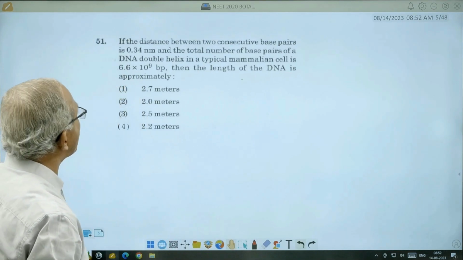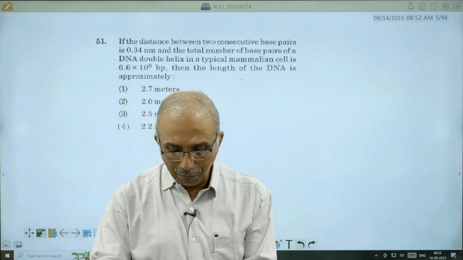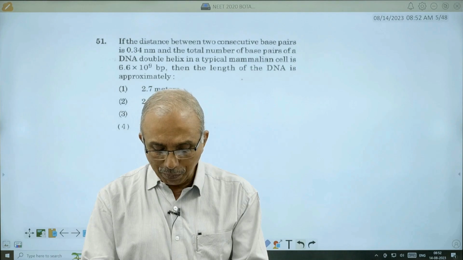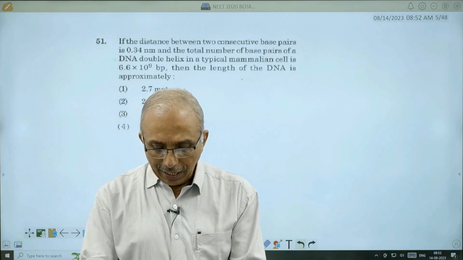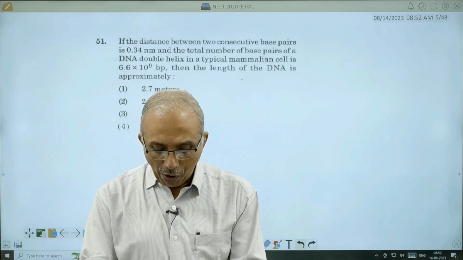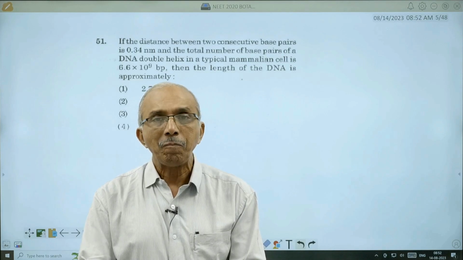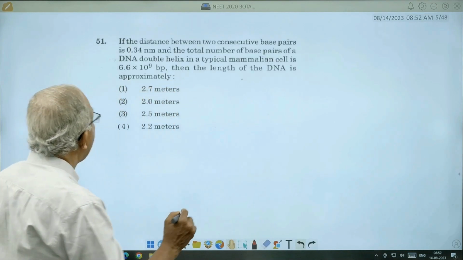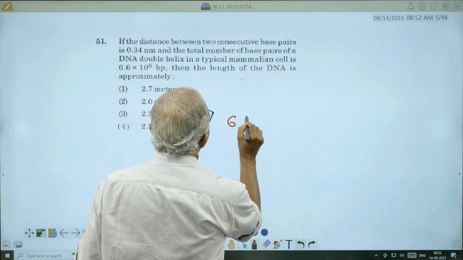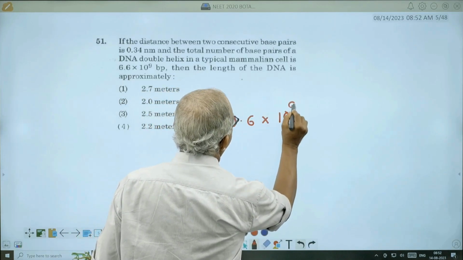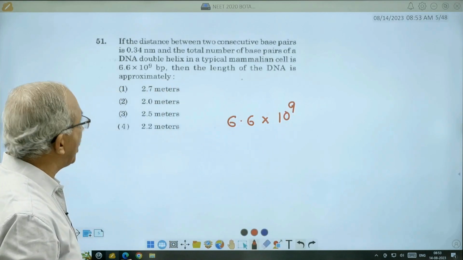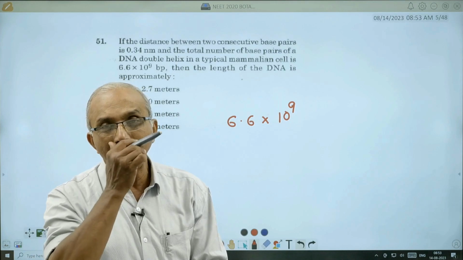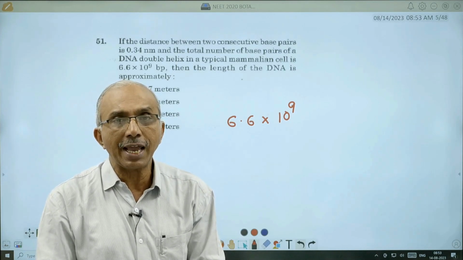If the distance between two consecutive base pairs is 0.34 nanometer and the total number of base pairs of a DNA double helix in a typical mammalian cell is 6.6 into 10 to the power of 9 base pairs, then the length of DNA can be calculated like this: 6.6 into 10 to the power of 9 is the total number of base pairs, and the distance between two base pairs is 0.34 nanometer, that is 0.34 into 10 to the power of minus 9 meter.